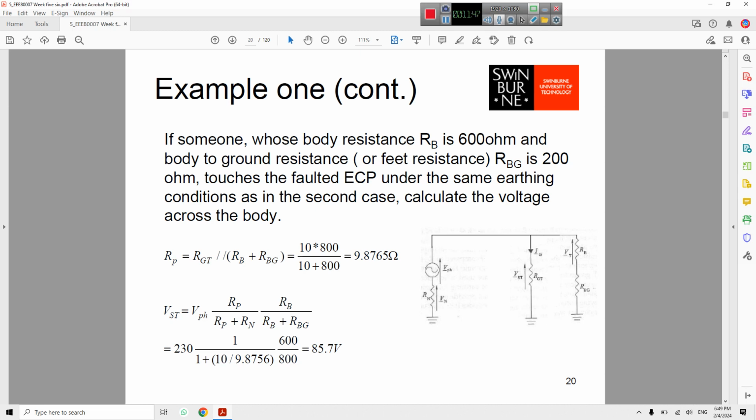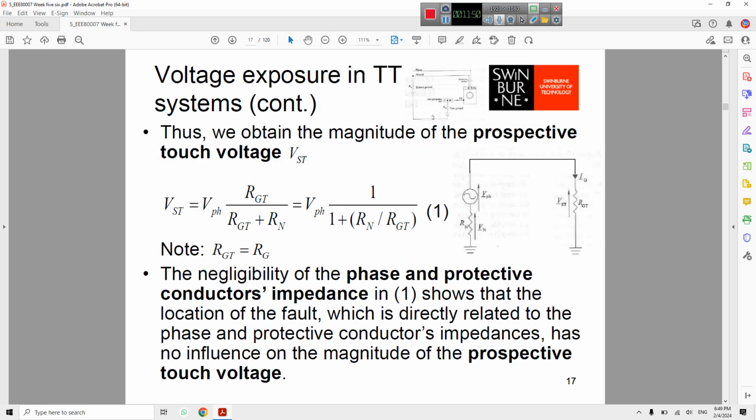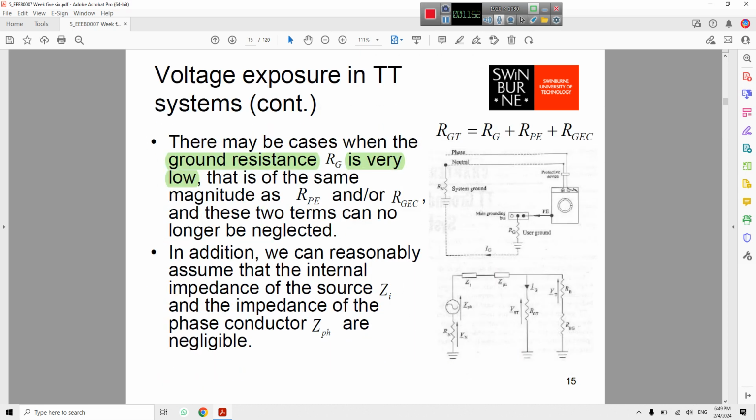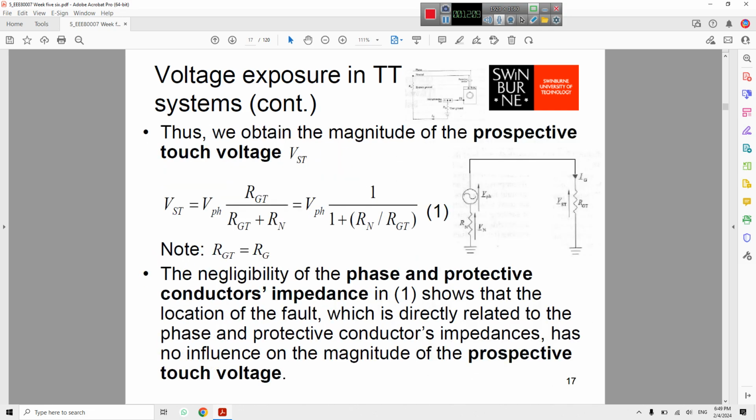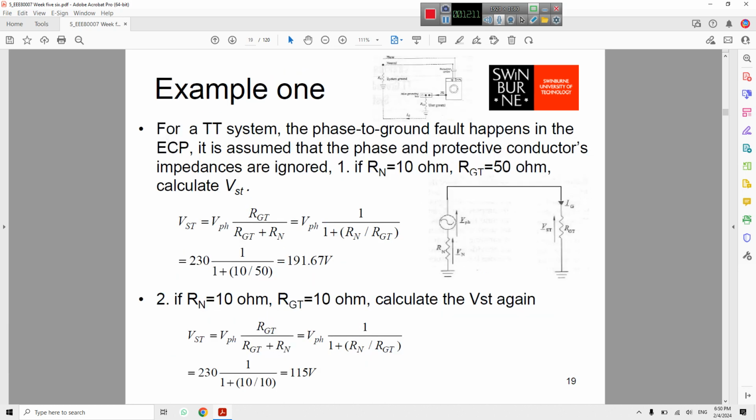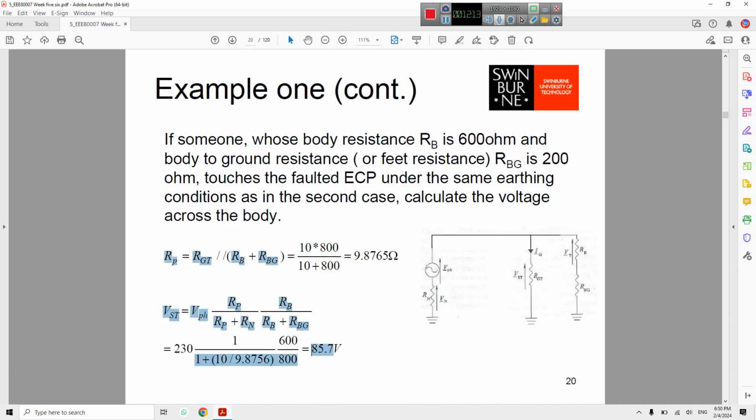But as mentioned in slide number 15, we usually ignore RPE and RGCE or ZI and Z phase, but in the case that the values are close, you have to consider them for more accuracy. So here also, if you ignore the value, it does not change so much.